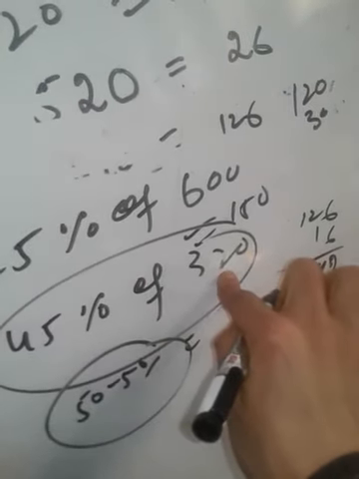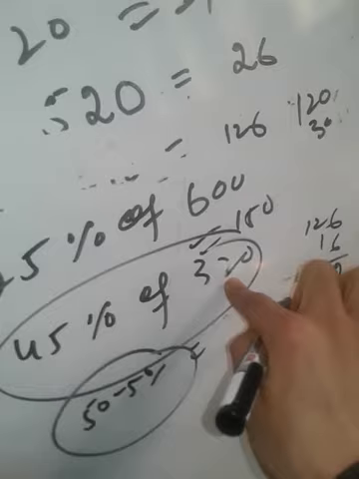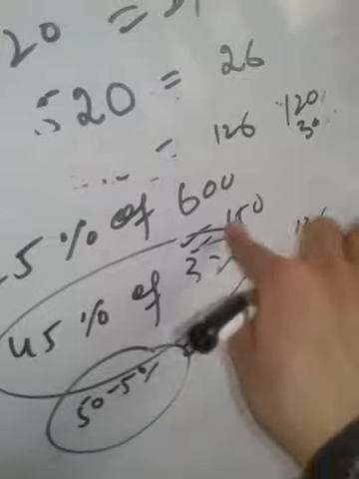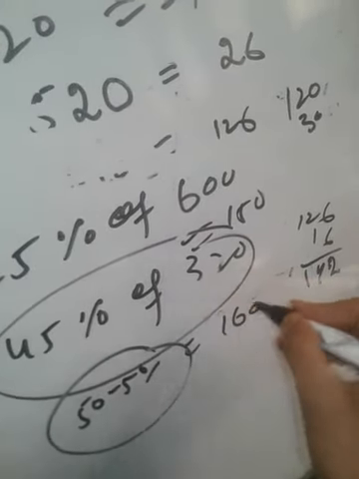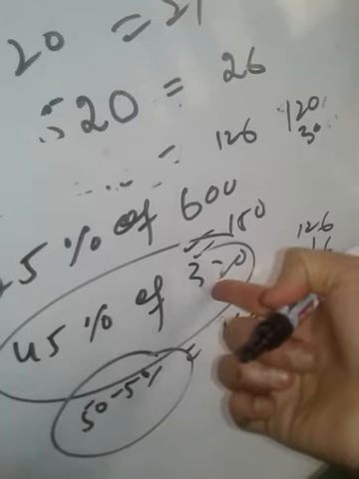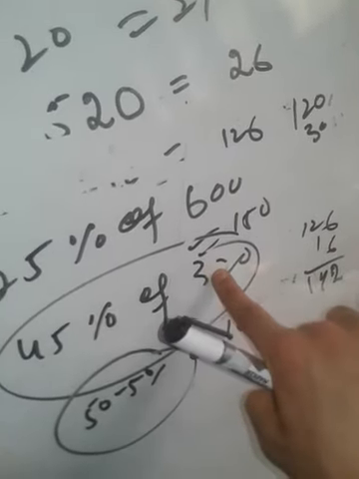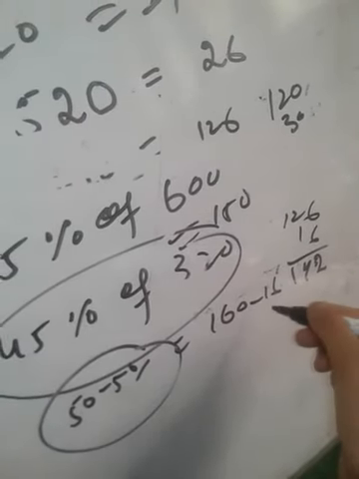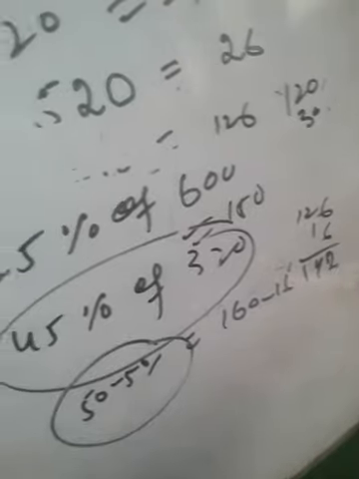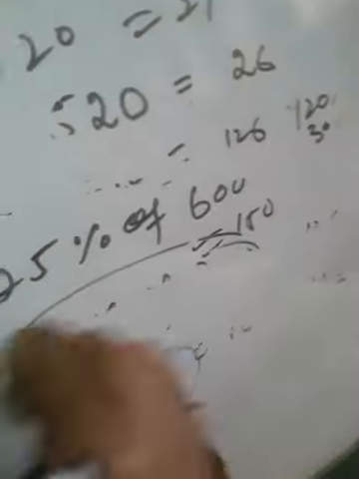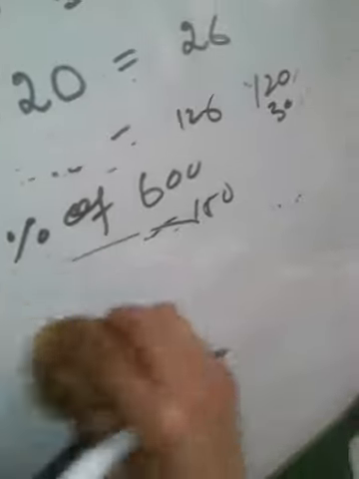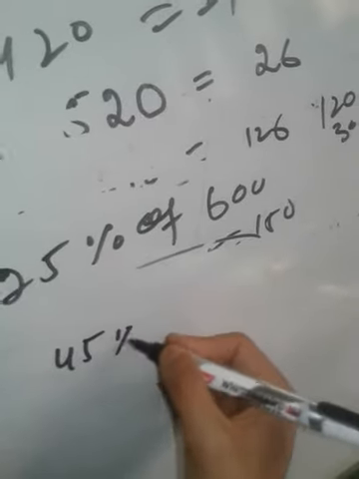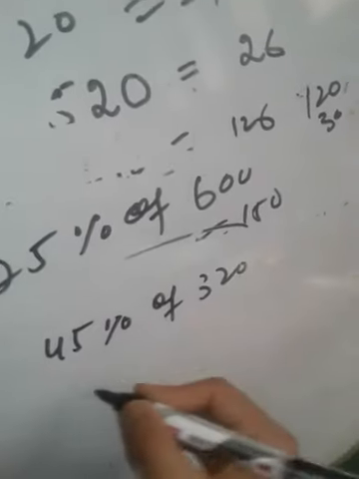What is 50%? Half of 320 is 160. So subtract 5% from it. If 10% is 32, what is 5%? It is 16. Sorry, one minute. We will calculate it again. We have done it wrong here. So if you have to find 45% of 320, have a look.